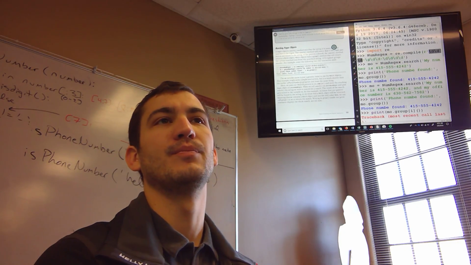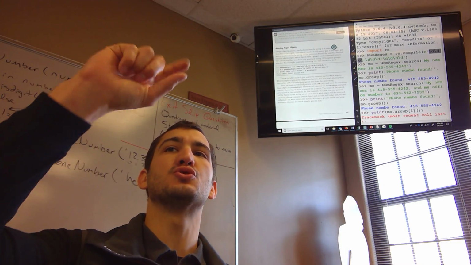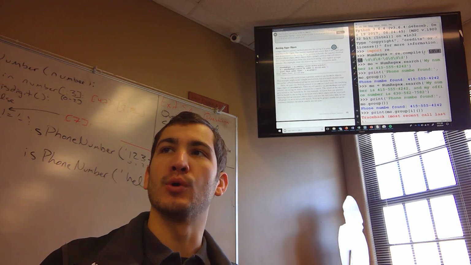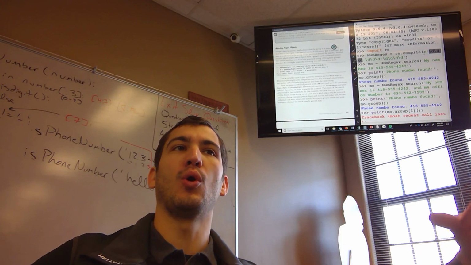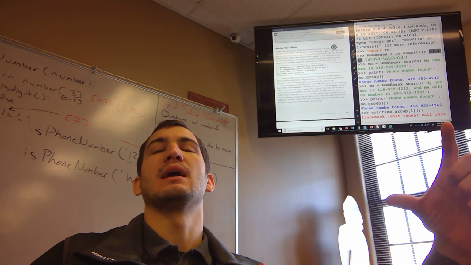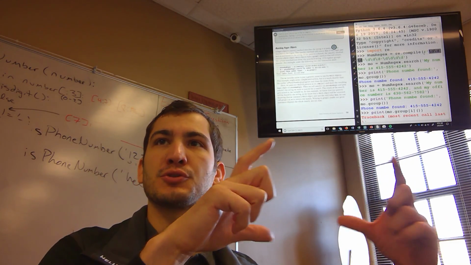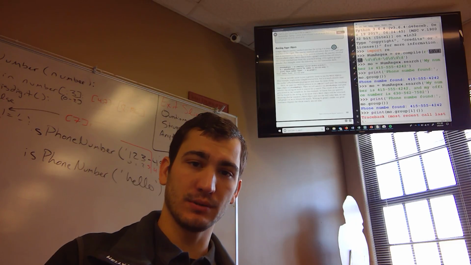So you could do that, and you can use different groups. When you have groups, you have mo.group, and it prints everything that's found in the regex. If you do group 1, it goes with the first group, then the second group, and the third group. Groups come up shortly.